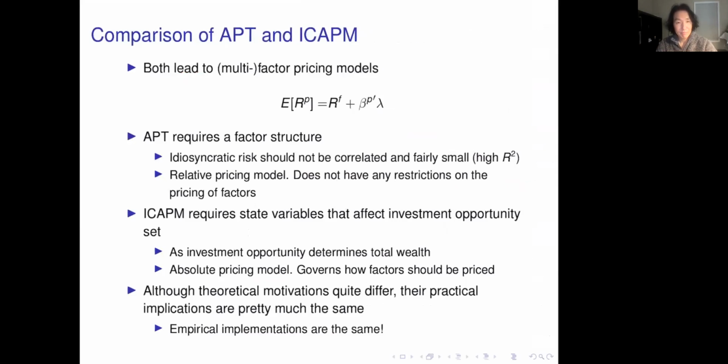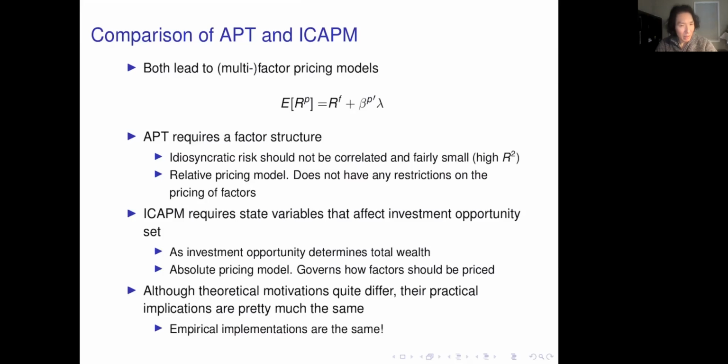Okay? So let's compare the APT and the ICAPM. Both generate multi-factor pricing models, but the motivations of the two models are different. The APT requires only a factor structure. Idiosyncratic risk shouldn't be correlated and should be fairly small. In other words, R-square should be high in the time series regressions, and it is a relative pricing model. Pricing is done with respect to the factors. So you come up with the factor pricing, the prices of the factors, and based on the factor structure, you can back out the pricing for the individual assets.